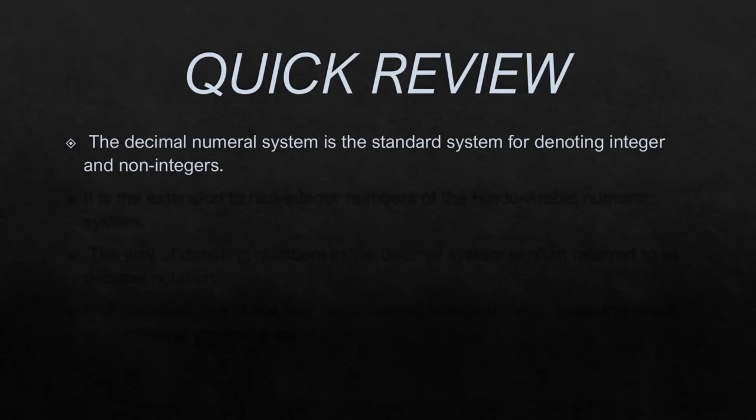The decimal numeral system is a standard system for denoting integers and non-integers. So integers consist of positive numbers, negative numbers, and zero. Excluding these, the rest of the numbers come in non-integers. That is, there exist a lot of numbers, rational, irrational, that you will be learning in your higher grades. So just understand, integer means a positive number, negative number, and zero. Whatever numbers are there other than that come in the non-integer section. So mainly the decimal numeral system is used for denoting integers and non-integers.